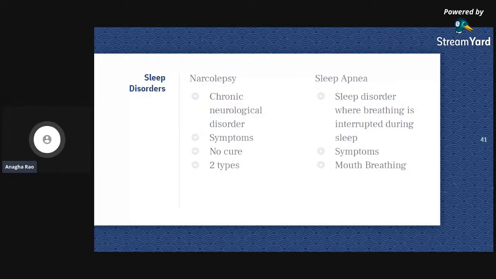And this is also caused by mouth breathing. Mouth breathing is a major risk factor for sleep apnea, and it can lead to high blood pressure. Sleep apnea can lead to high blood pressure, and some other risk factors of sleep apnea include our weight, smoking, and endocrine disorders.